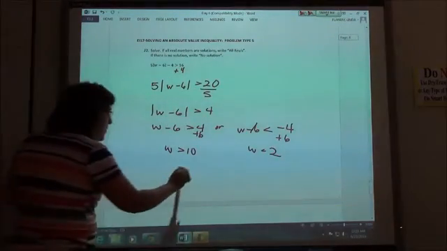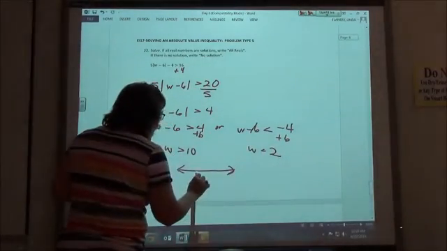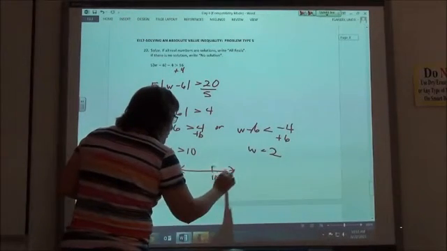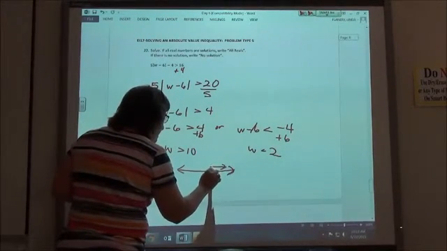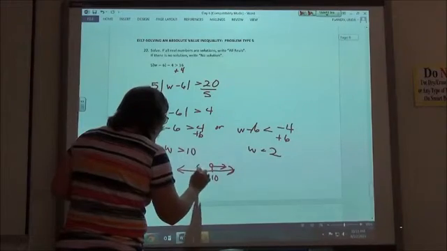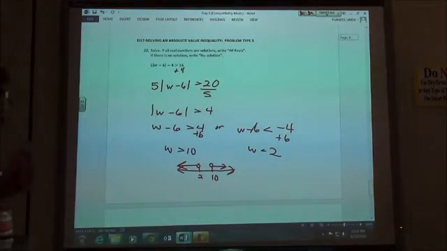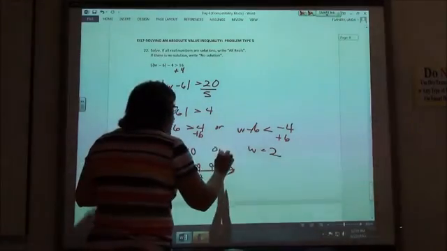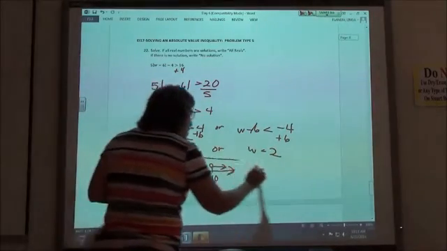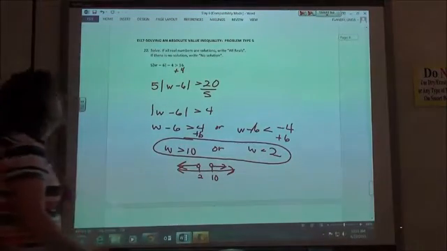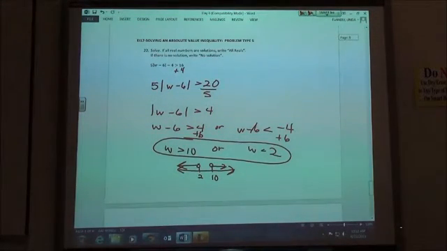So on my number line here, I am greater than 10 and less than 2. I'm going in the two opposite directions, which I should be. And so I'm just going to connect those with the word OR, because they're going to have us just use the regular notation, not the interval notation. And so that's going to be my answer.